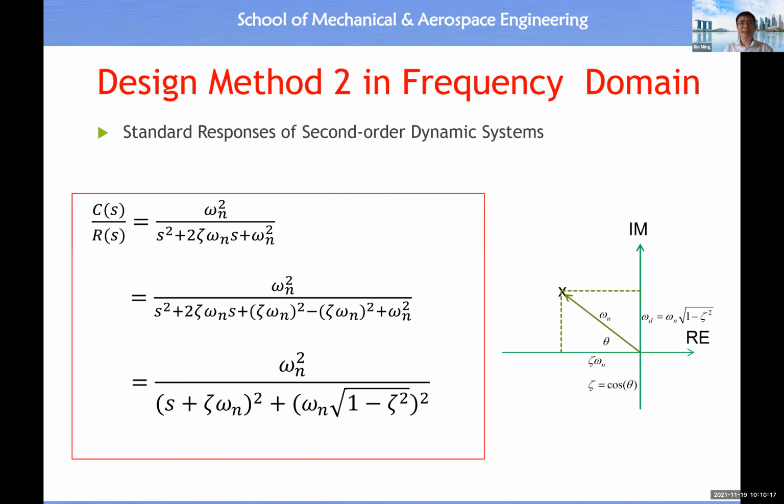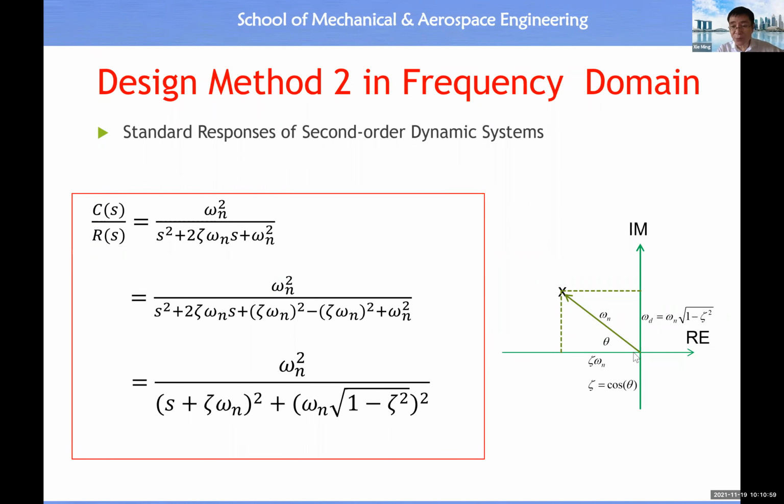All right. Okay. The second method is to make use of the standard response of a second order dynamic system. The transfer function for a second order dynamic system is like this, okay? The denominator equation is s squared plus 2 zeta omega n s plus omega n squared, okay? So you can introduce these two terms, then group these three together, and you have this expression. Then group these two together, you have this expression. Then graphically, this is equal to this one because of omega d. This one is equal to this one, okay?